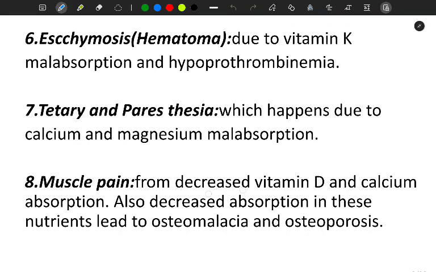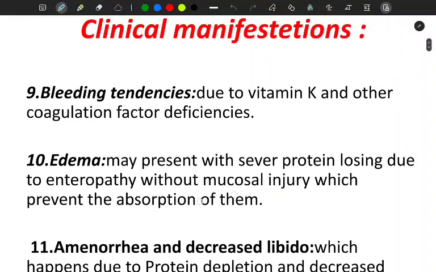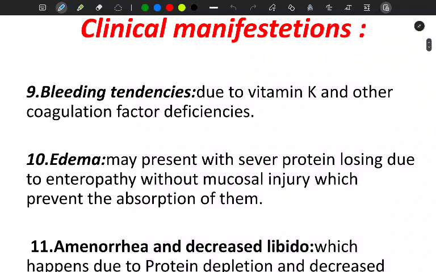Next. Bleeding tendency, we mentioned that. Edema, because of protein losing enteropathies, we are losing proteins, they are not digested and not absorbed, and eventually they will start losing proteins from the cell. So, called protein losing enteropathies.